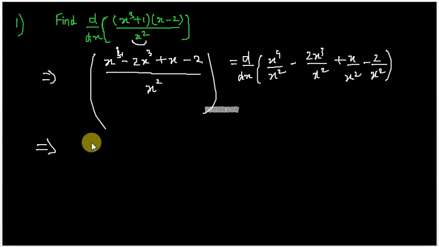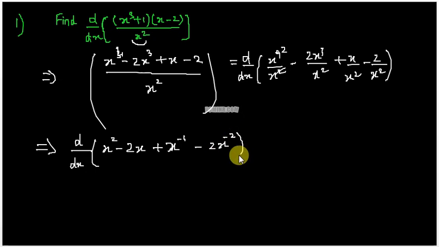So differentiating the first term, this would become x square. So you're going to differentiate, I'll write that step also. So differentiate x square minus, here x square and x cube would get cancelled and we get minus 2x plus x upon x square. So we get 1 by x, we can write as x raised to the power minus 1, and minus 2 upon x square means we'll write as x raised to the power minus 2. So what do we get?